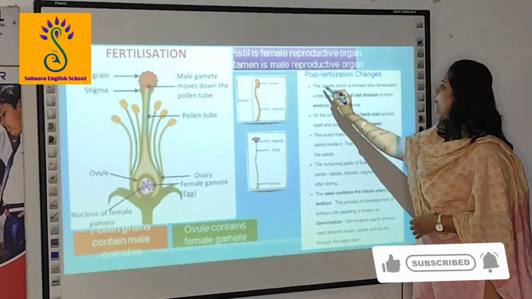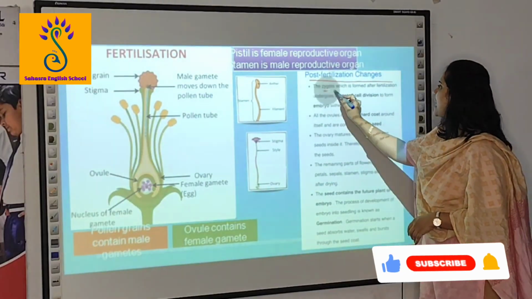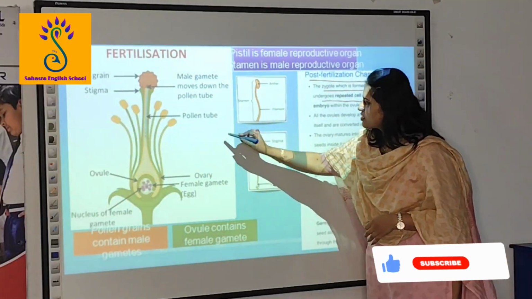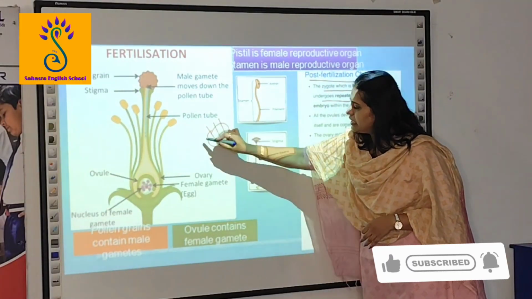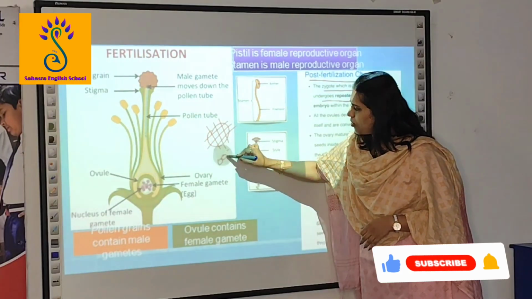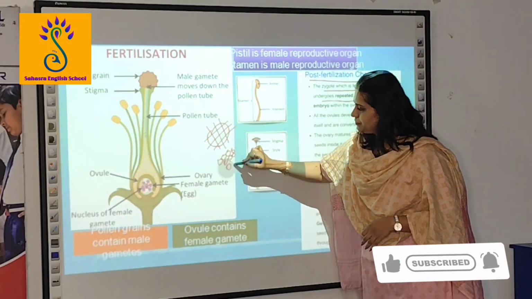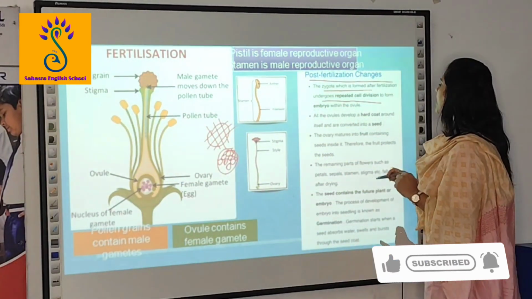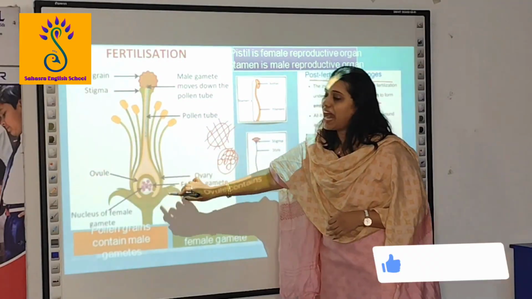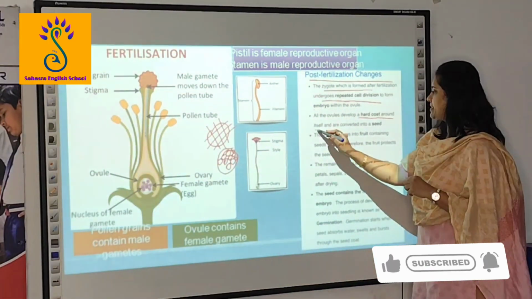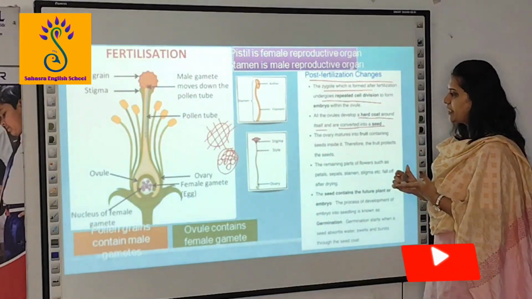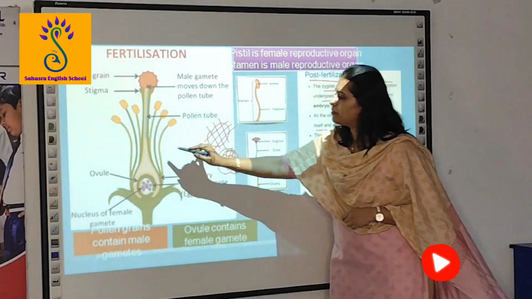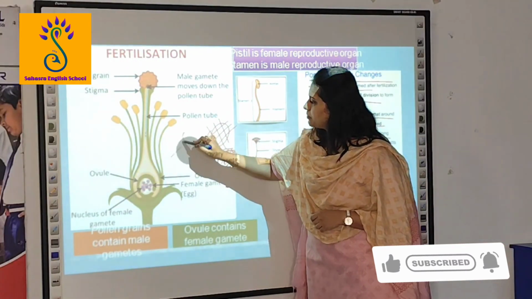After fertilization, what are the post-fertilization changes? The zygote which is formed undergoes repeated cell division and forms an embryo within the ovule. Now this ovule develops a hard coat around itself and is converted into a seed. The ovary matures into fruit.